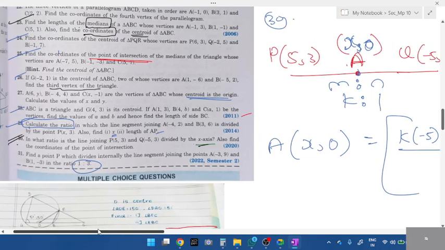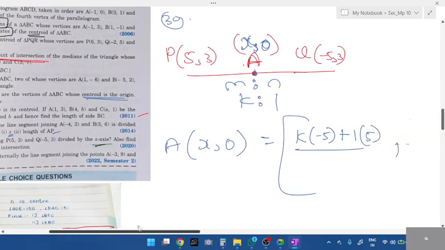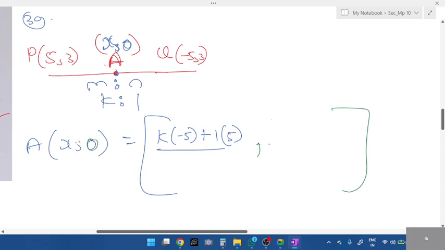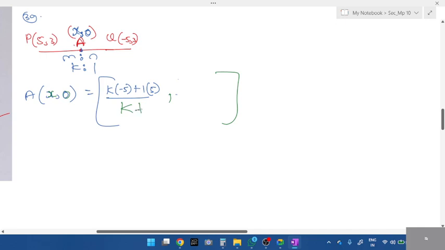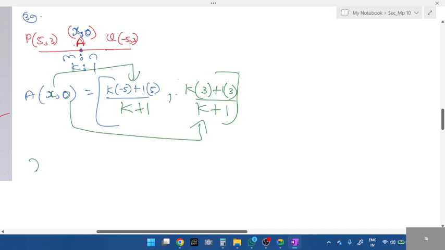What else is given? Also find the coordinate of the point of intersection. Once you find the value, also find A's value. I have done it till here. Try the next step.